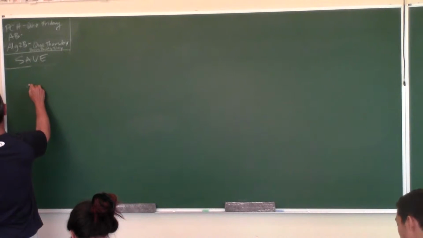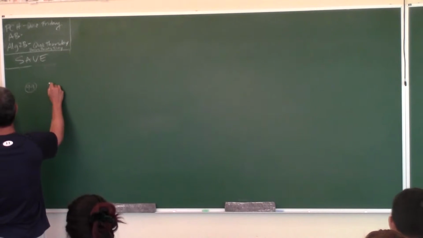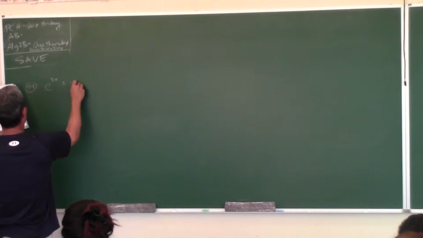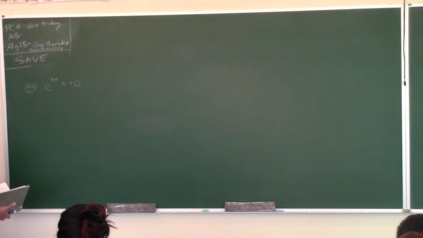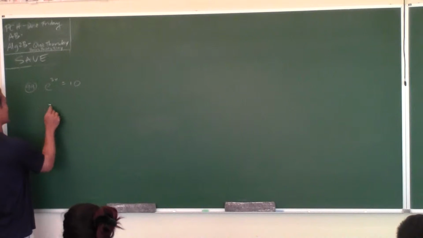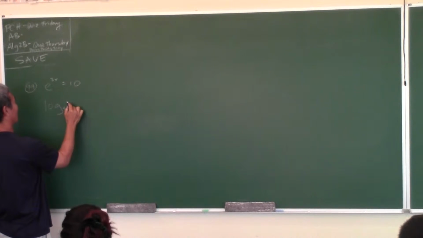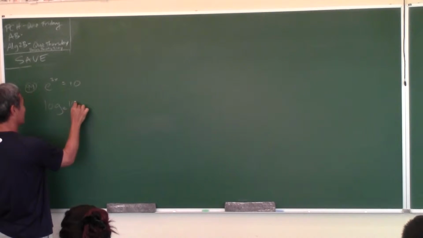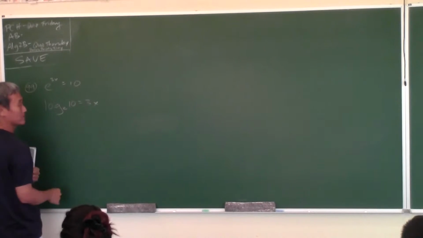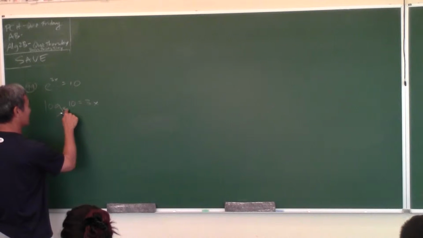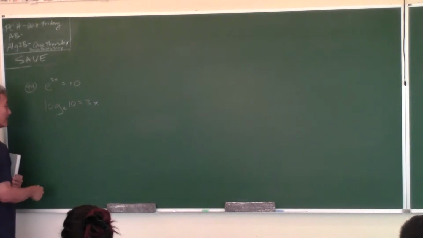Solve each equation. e to the 3x is equal to 10. So it's an exponential form, so you change it to logarithmic form. So this is the same thing as log base, what base do I put here? e, of 10 equals 3x, right? Because this is the same thing as e to the 3x equals 10.